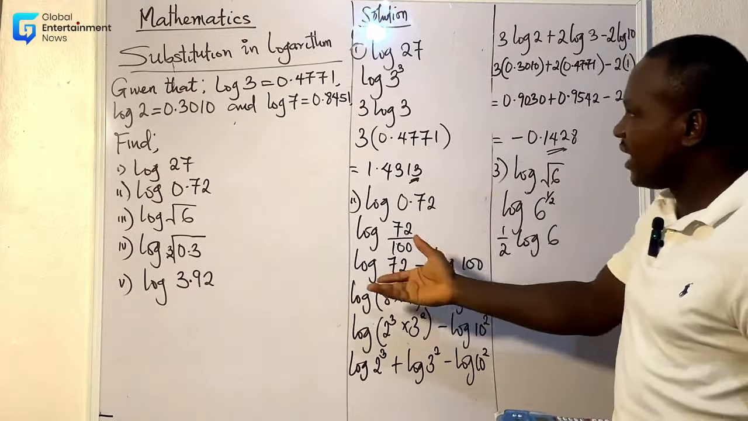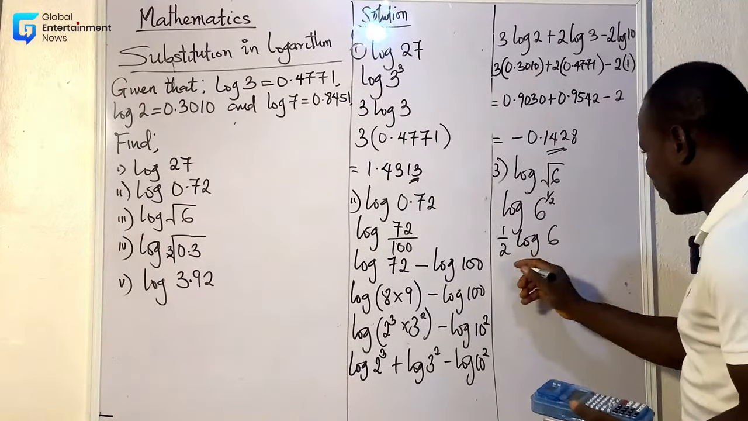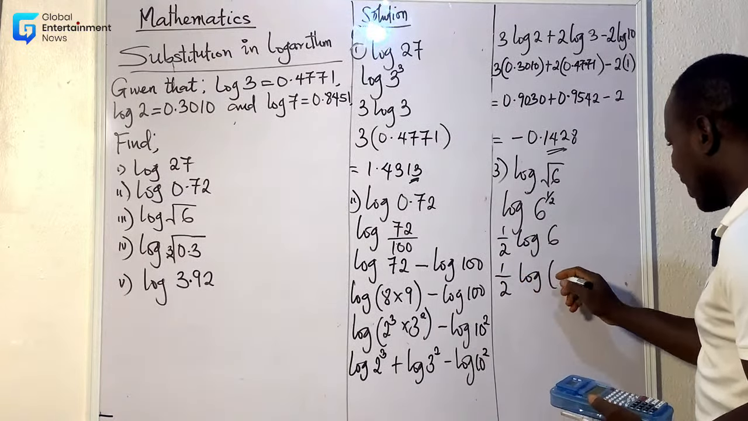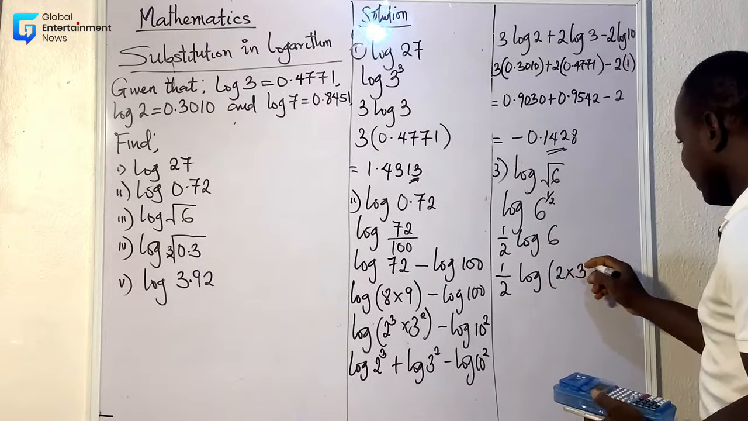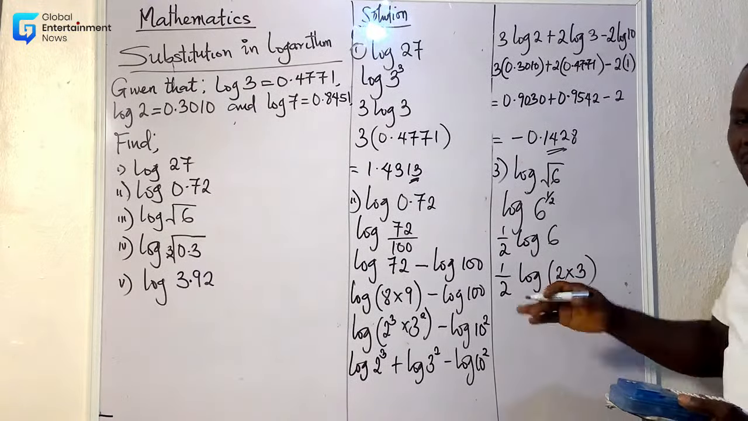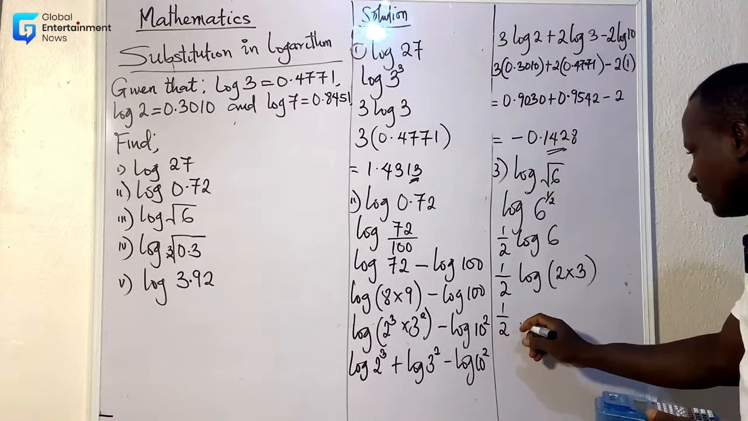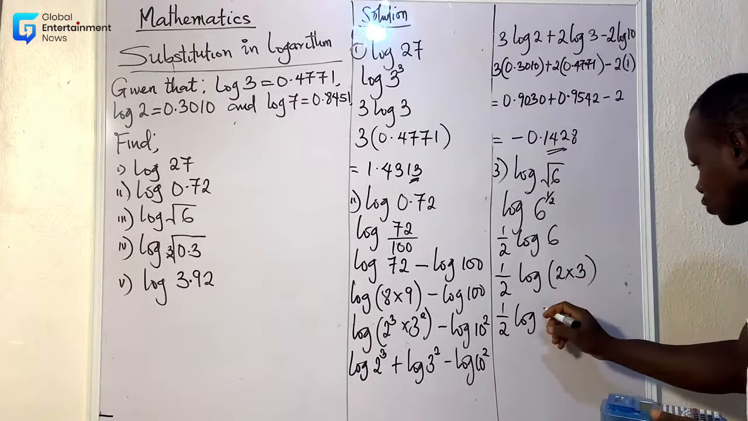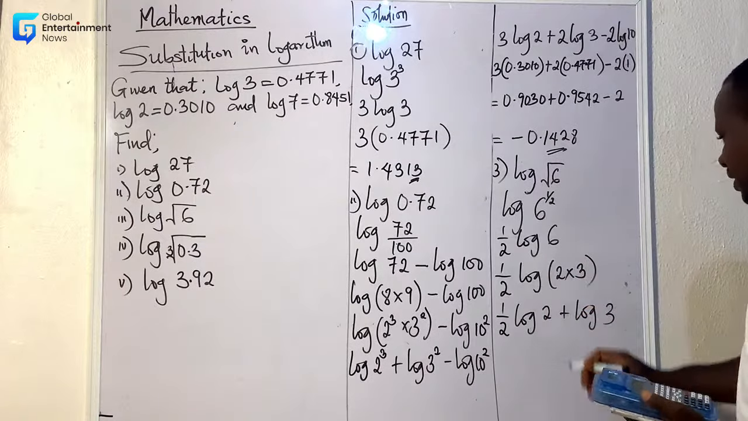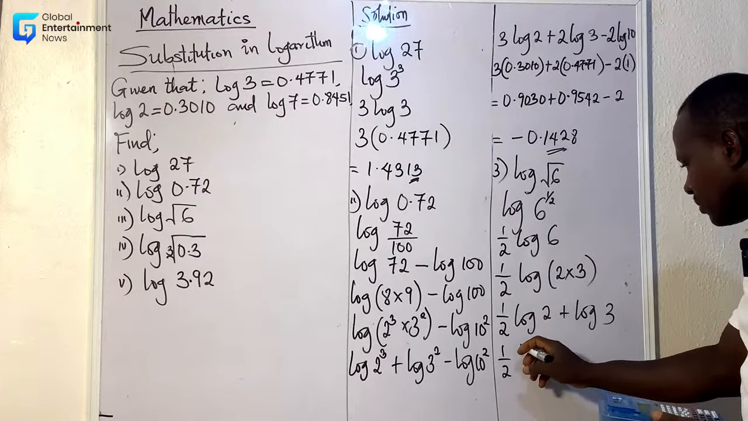That gives us 6. And looking at this, we have 2 here, we have 3 here. Equation balance. So we now say 1 all over 2 log bracket 2 times 3. Now, you know the basic operation, which is multiplication, we turn it to plus. So we now say 1 all over 2 bracket log 2 plus log 3.